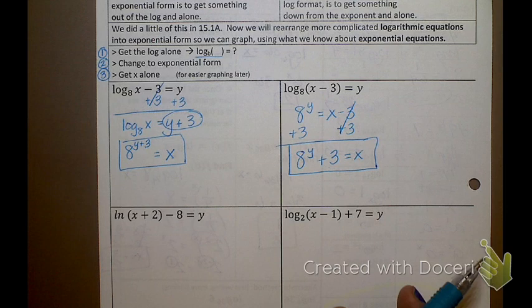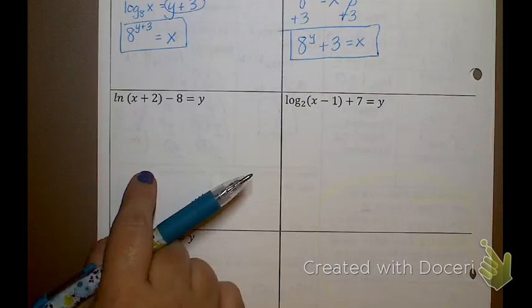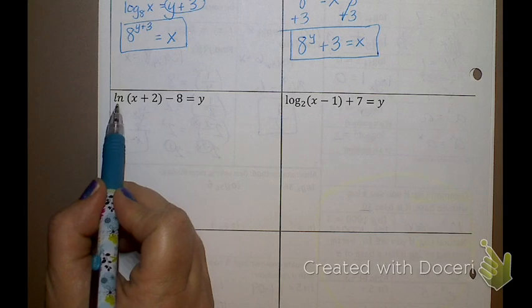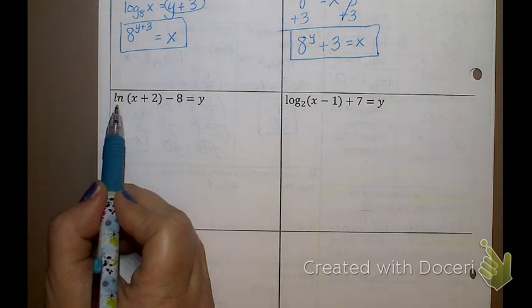All right? All right, this guy. Is that a log? No. That's a natural logarithm. So it is a log. It's just the only one that's not spelled L-O-G. So it is a log, follows all the exact same rules. So what's my first step? Get the log alone. How do I get this log alone? Add 8.